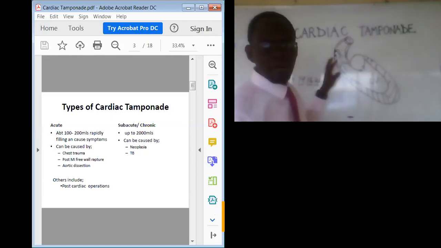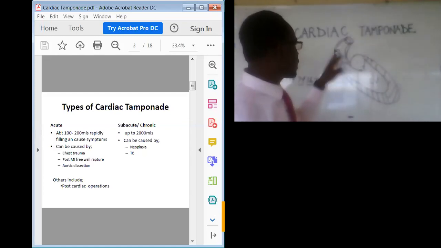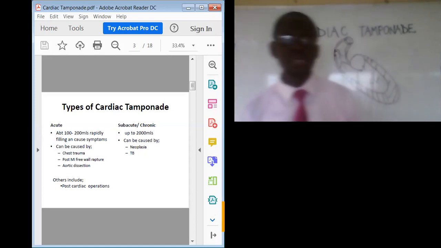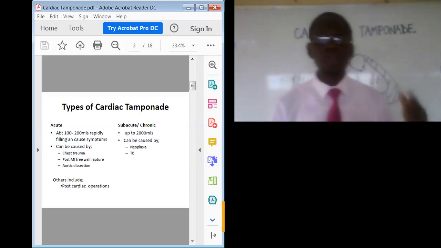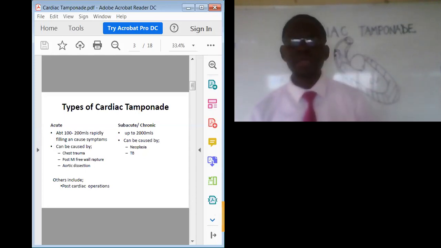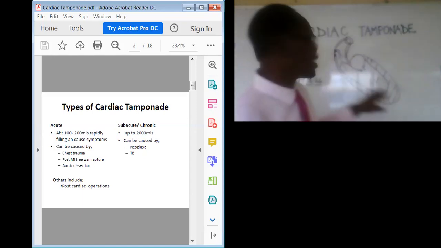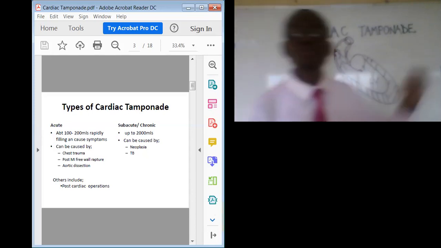So this is how aortic dissection can lead to acute cardiac tamponade. Now, chronic cardiac tamponade occurs as a result of too much fluid that accumulates within the chamber, and it can go up to 2,000 mils.